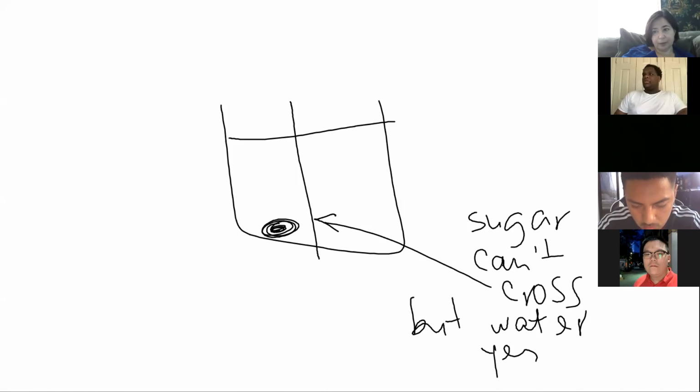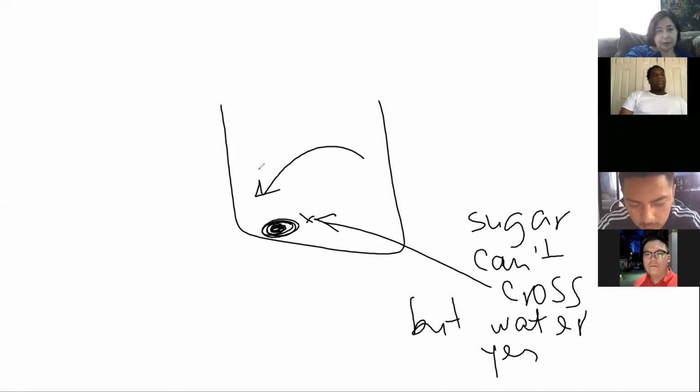So what's gonna happen? Again, I told you, sugar can't cross. You have here a lot and here you have none. But sugar is blocked. So to make concentrations even, the water is gonna start moving through this membrane. And over time, what are you gonna get? Over time, here you're gonna have more water, and here you're gonna have less.